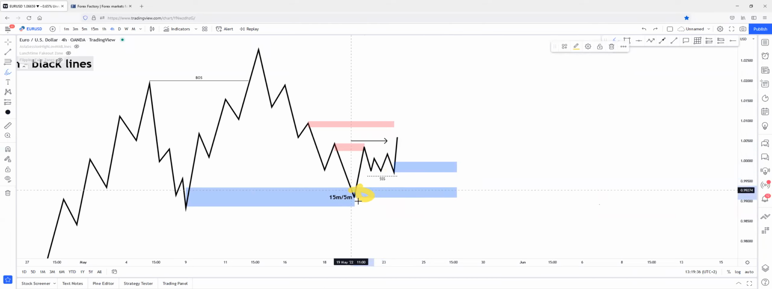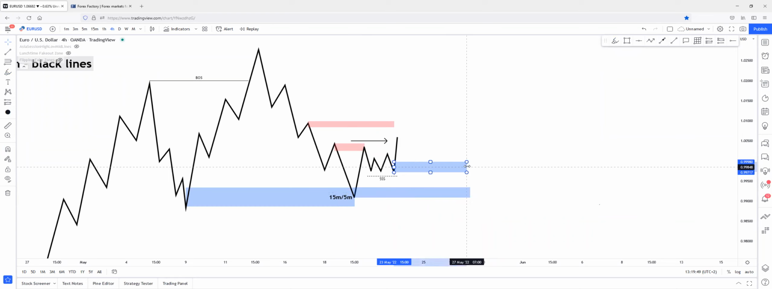Meaning this isn't the right demand zone, this isn't a good demand zone, and this isn't a good demand zone either, because there is liquidity just below it. So this is part of the liquidity. Meaning you can't open a position on this demand zone, and you can't open a position on this one, because this is not a strong demand zone.